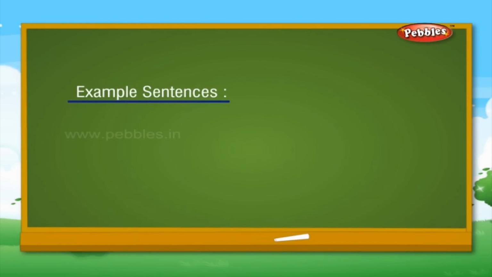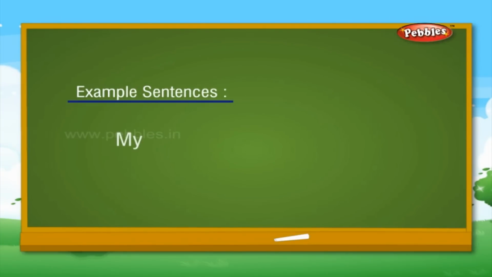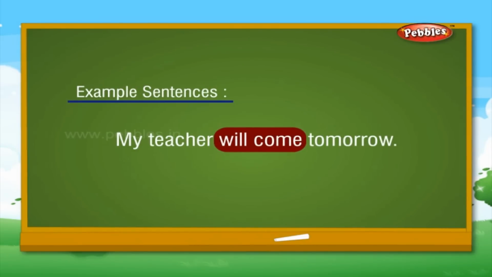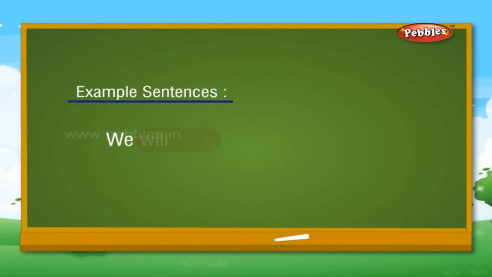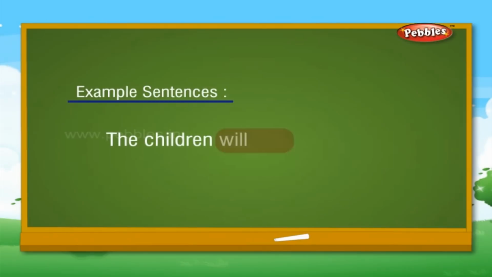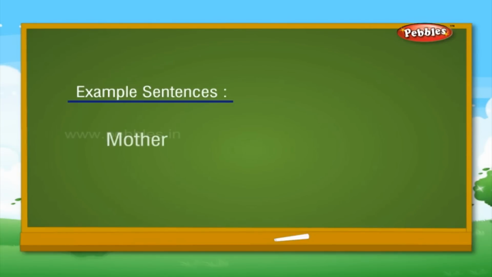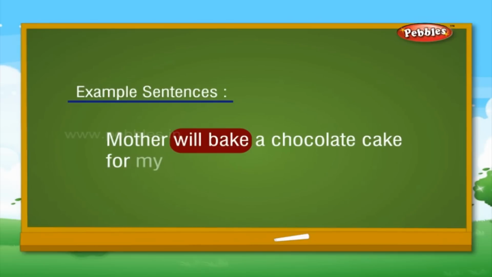Example sentences. The baby will sleep in the cradle at night. My teacher will come tomorrow. We will write a letter to the judge. The children will sing a song at the concert. Mother will bake a chocolate cake for my birthday.